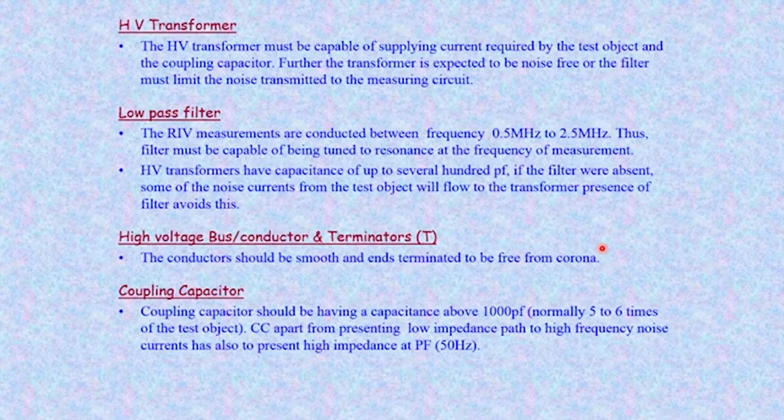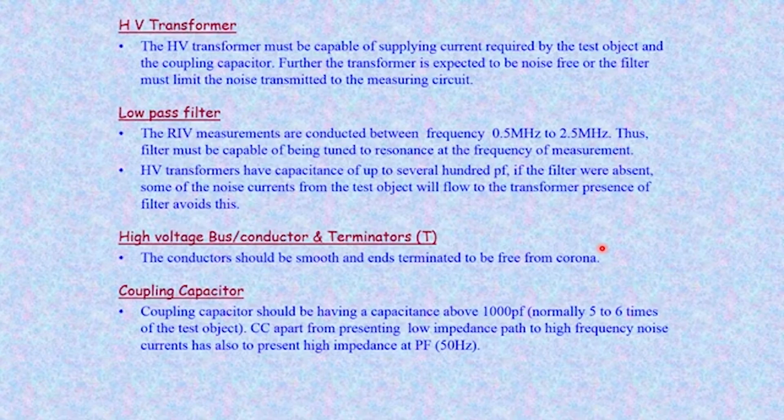So the high voltage transformers, we know, have capacitance up to several hundred picofarads. In case the filter were absent, some of the noise currents, that is the noise generated by this transformer, could be passed on to the test object, and this will flow to the transformer. The presence of the filter avoids the noise signals being communicated, that is very, very important.